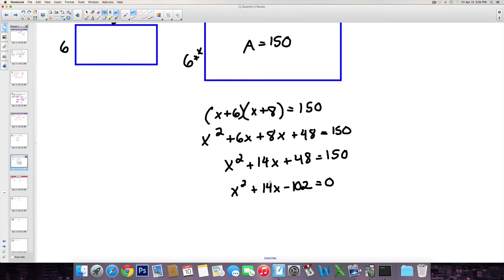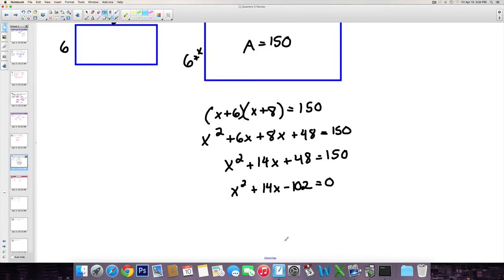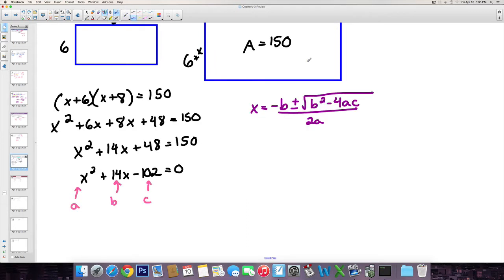Okay, so now we want to go ahead and factor this. Now, there was a big clue in the question that told me this was probably not going to be factorable. And the clue here was, what is the number of meters to the nearest tenth? So to me, that means this is not going to be factorable, and instead we are going to have to use the quadratic formula. So here's our quadratic formula. In this case, a is 1, b is 14, and c is negative 102.